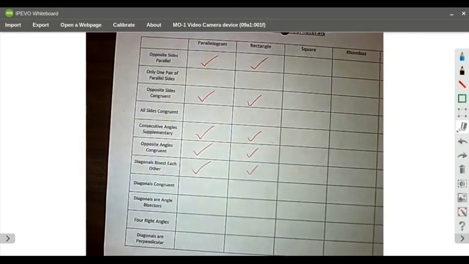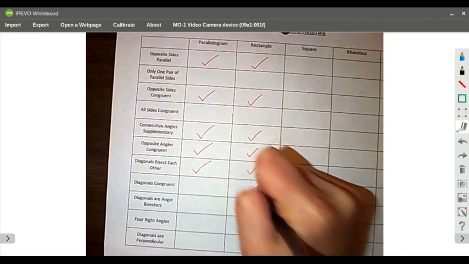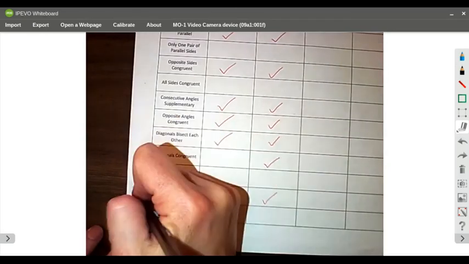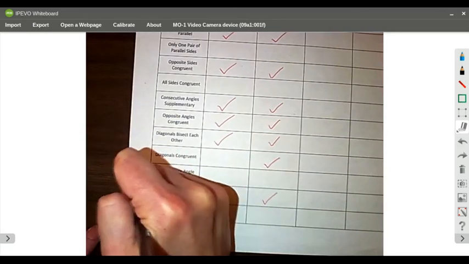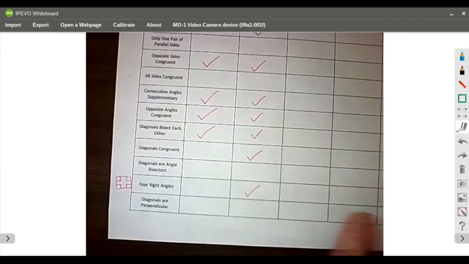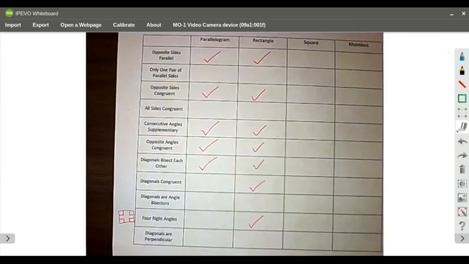On the notes that we just did for rectangles, I said that the two extra properties that a rectangle has are that diagonals are congruent and that it has 4 right angles. We mean the corners. So if you wanted to draw a little picture, that's what we mean by 4 right angles, the corners. So that's what you should have checked off for rectangle and parallelogram. And like I said, next class, we will add on and do squares and rhombi. So that's it for this lesson.